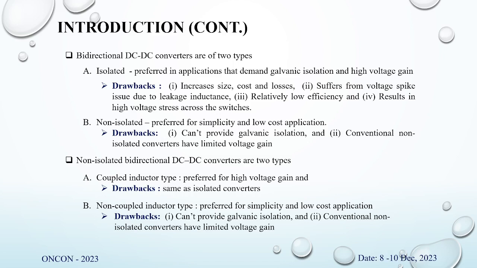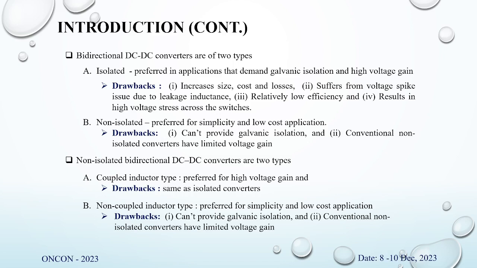So as far as a non-isolated high-gain DC-DC converter is concerned, it is suitable for simplicity and low-cost applications. It also has some drawbacks, like it can't provide galvanic isolation, and conventional non-isolated converters have limited voltage gain. Non-isolated converters also can be categorized into two types: coupled inductor type and non-coupled inductor type. Coupled inductor type is preferred where high voltage gain is required.